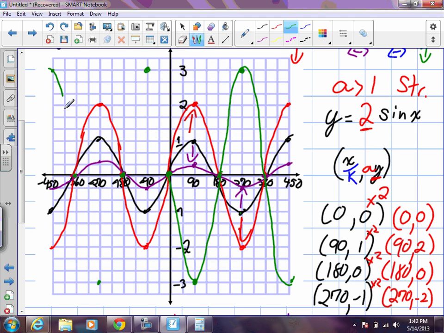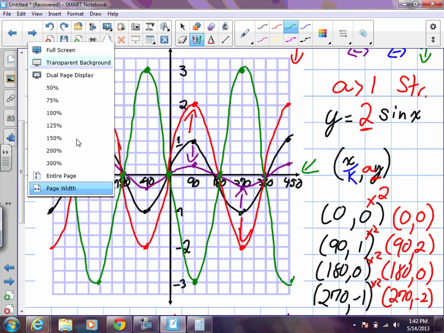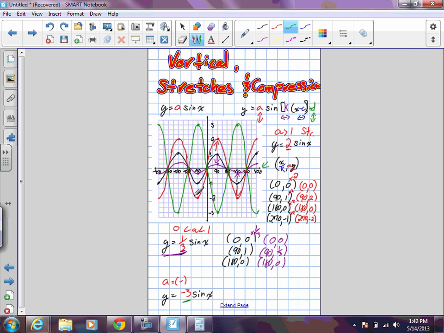So, our negative values will flip our wave on the x-axis. So when a is negative, it flips it on the x-axis. It almost starts to look like a DNA chain here.